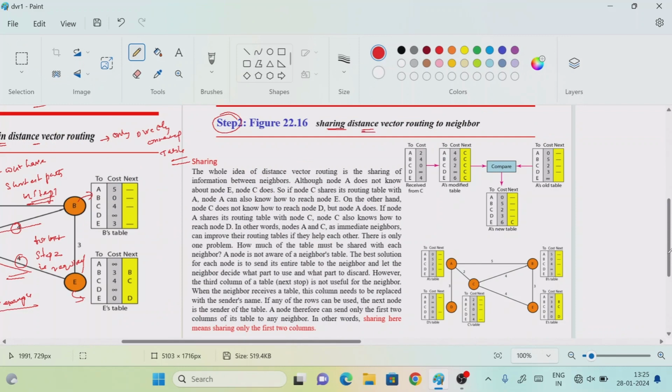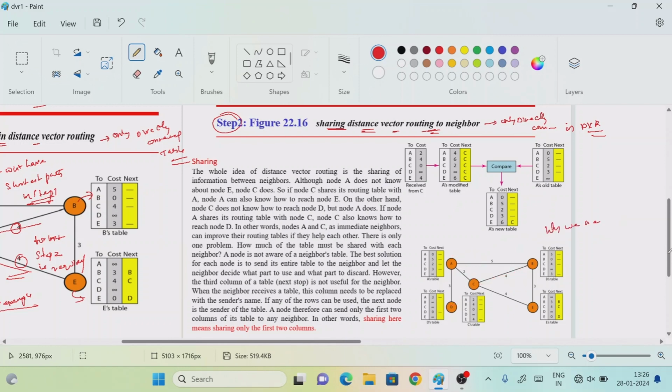The meaning of step 2 is that each router is going to share its distance vector routing with its neighbors. Remember that neighbor means directly connected routers. For example, A will exchange its database only with the neighboring routers: A to B, A to C, A to D. It will not share its routing table with E. That is the point to be remembered. In the same way, C shares its routing table only with A, B and E. It will not share its routing table with D because it is not directly connected. That is an important point to be remembered.